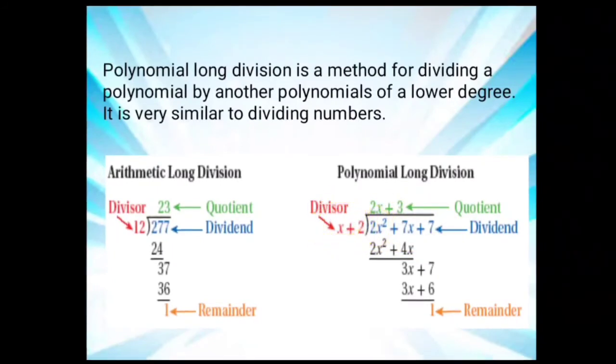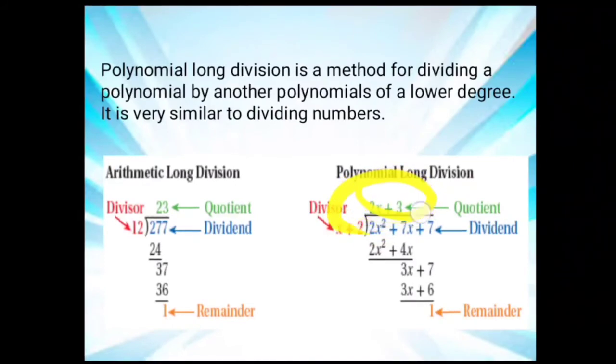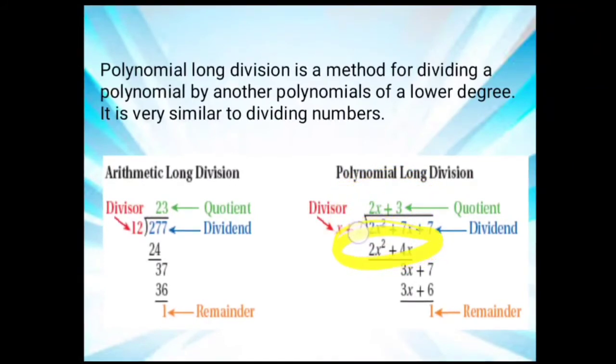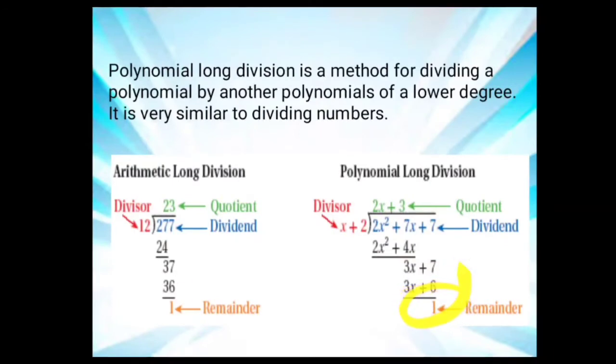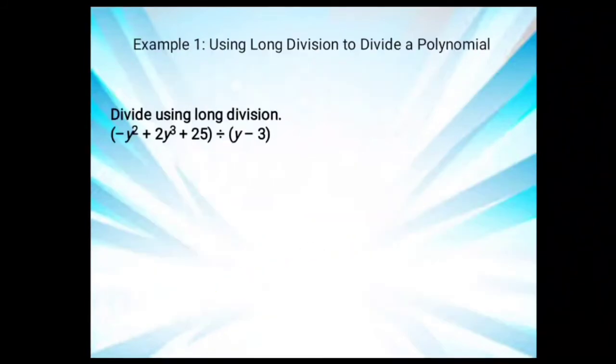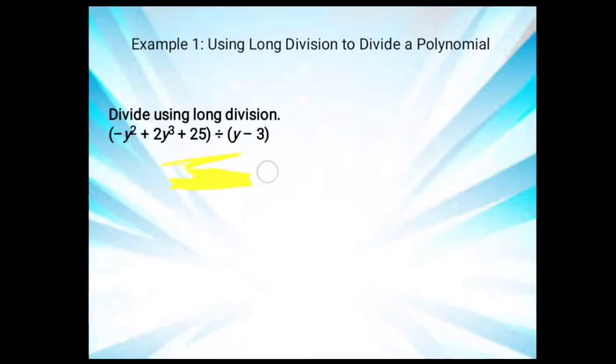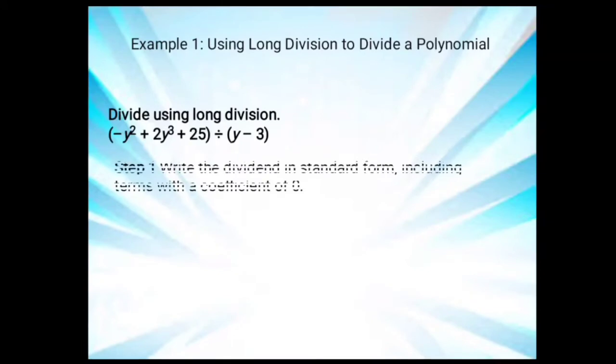Okay? Then, here we have the quotient 23, and here the same, we have 2x plus 3, the quotient. Okay, then we have here the process, and we have remainder, same as the arithmetic long division. Okay, so how are we going to divide polynomials using long division? So example, divide using long division negative y squared plus 2y cubed plus 25 divided by y minus 3. Okay, so here is how.